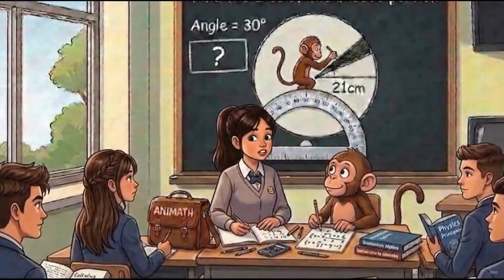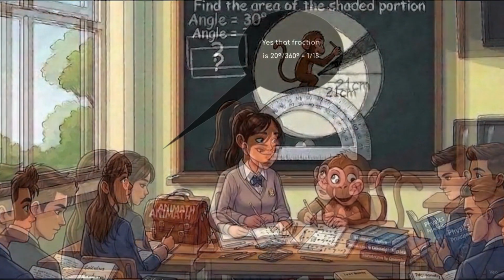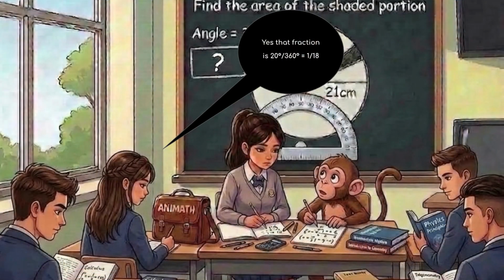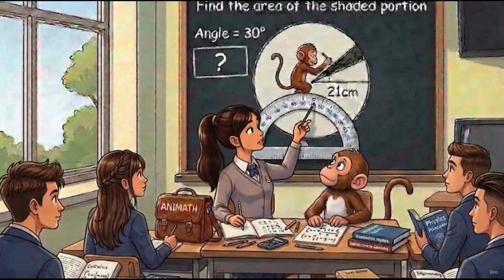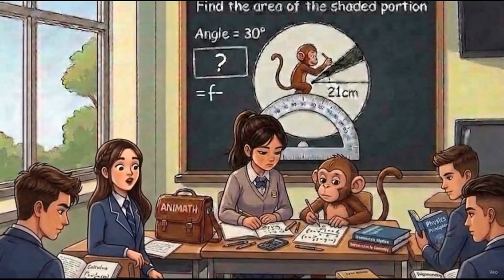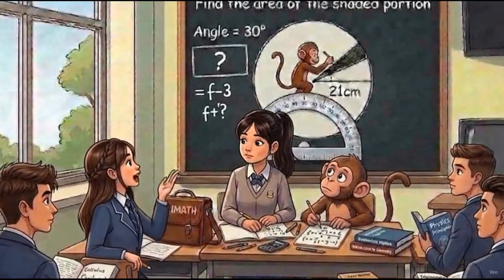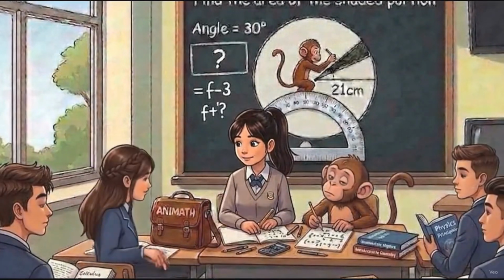Area of the sector is a fraction of the area of the circle. Yes, that fraction is 20 degrees divided by 360 degrees, which equals 1/18.